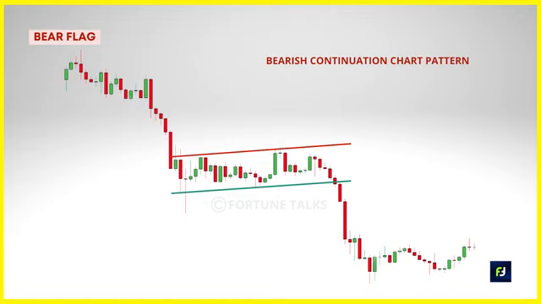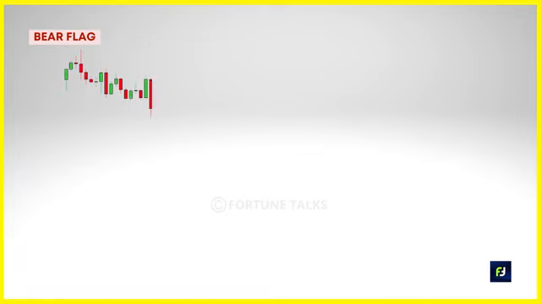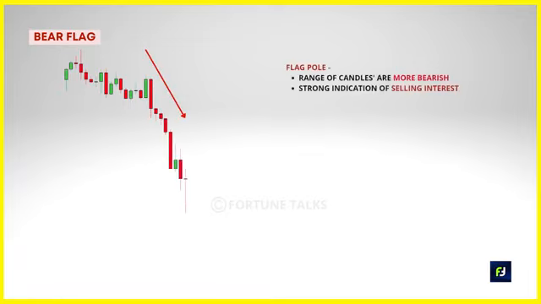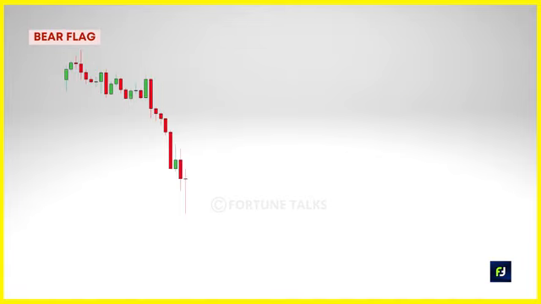Now here's how to identify a bear flag. First you have to look for a strong trending move lower. This means the range of the candles is more bearish than usual and they tend to close near the lows. After the strong bearish move lower, the market takes a break in the form of a pullback.